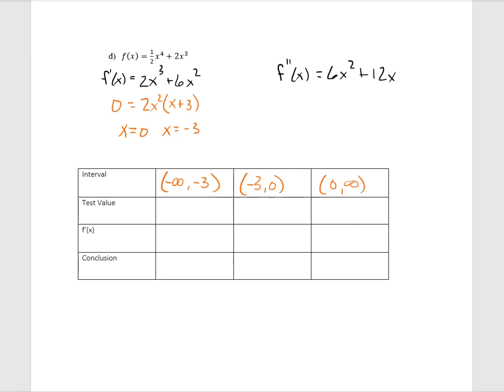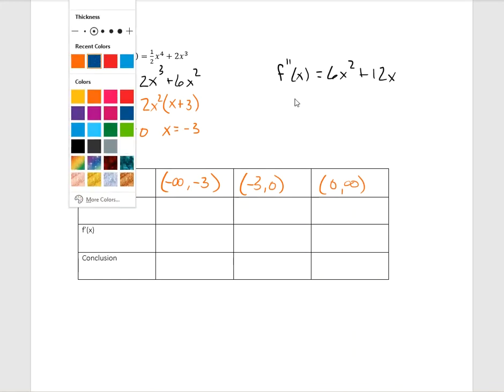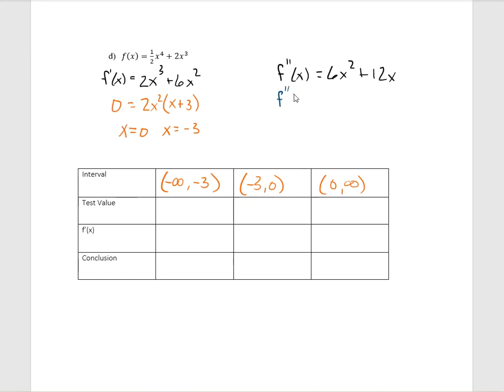Now, if I wanted to, I could do a quick little test over here. And we could see that the second derivative at 0 is 0, and it's inconclusive. When the second derivative is 0, it doesn't give us any information. We're not entirely sure what's happening there yet.